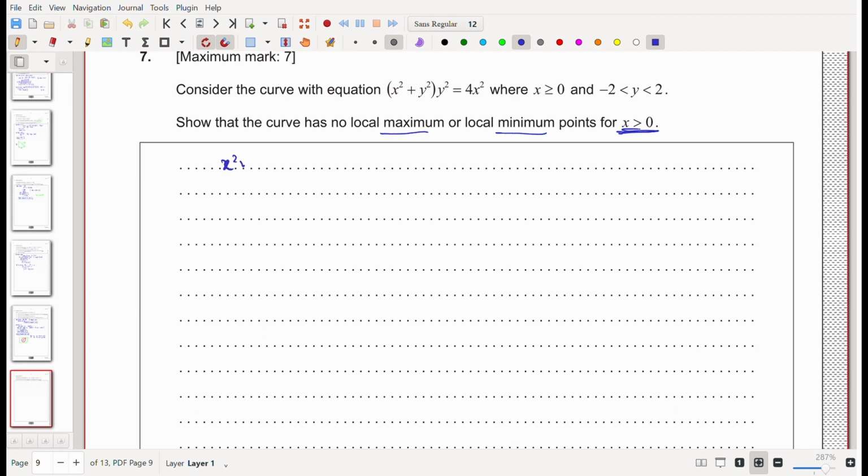So to differentiate, let's start off by expanding the equation. x squared y squared plus y power 4 is equal to 4x squared. Now, when you have to differentiate, you realize you might need to use the product rule here. So we take u is equal to x squared, u dash is equal to 2x, v is equal to y squared, not y power 4 guys, and v dash is 2y dy by dx.